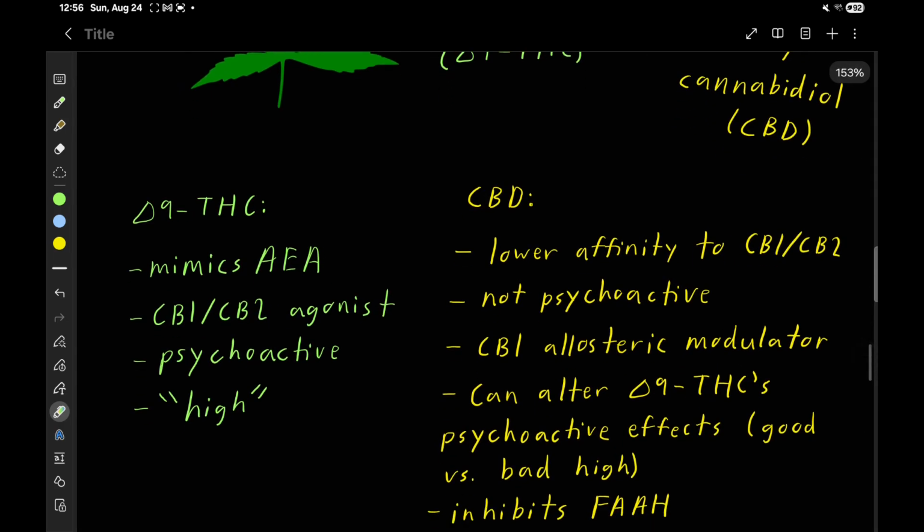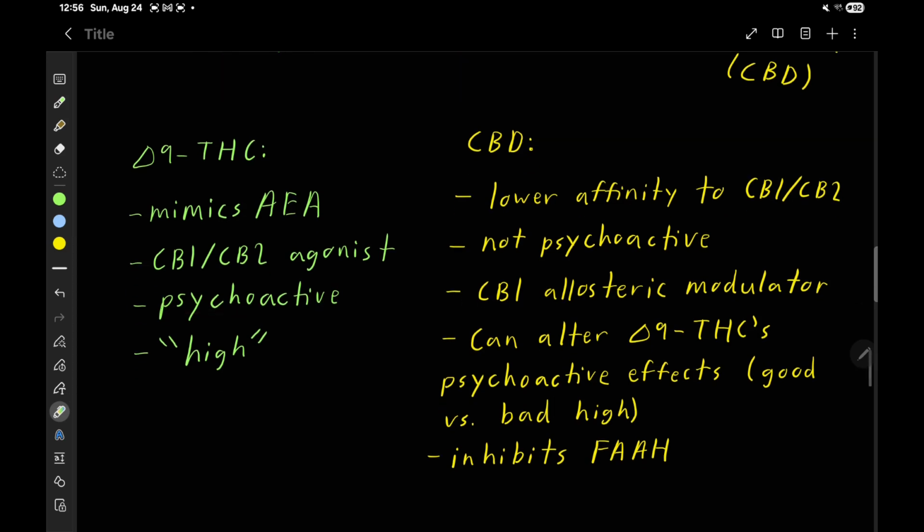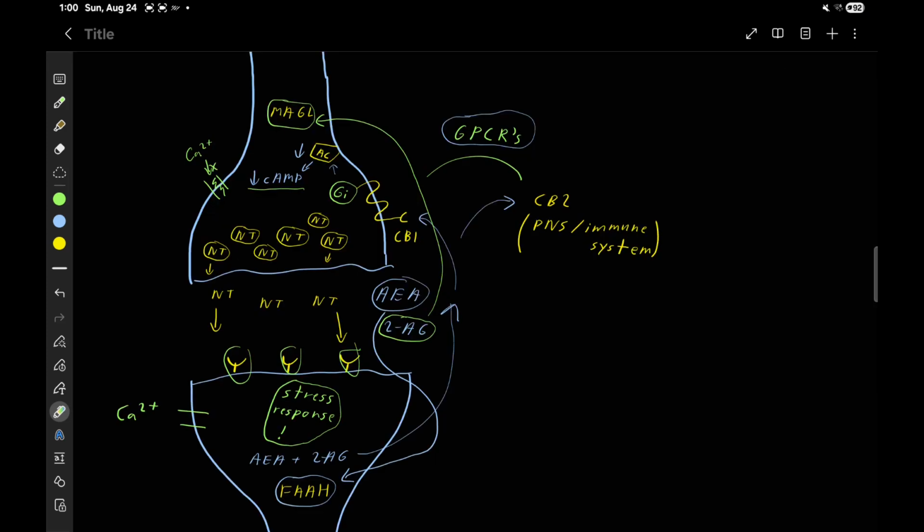Delta-9 THC, it activates CB1 and CB2 receptors, and it causes psychoactive effects. And CBD, on the other hand, is an allosteric modulator that changes and refines delta-9 THC's normal effects. It also inhibits FAAH.